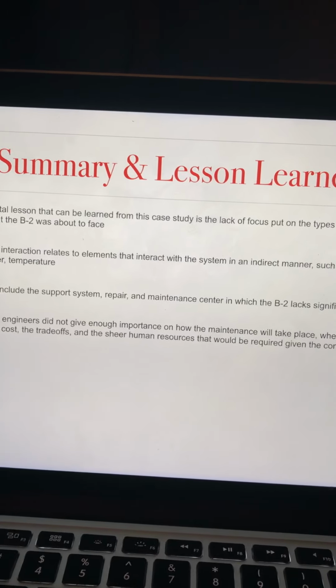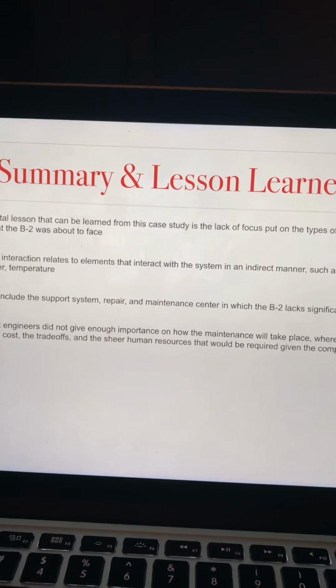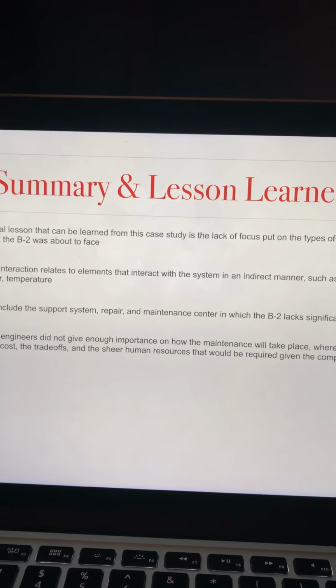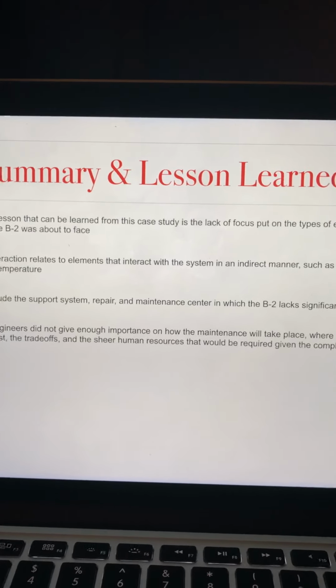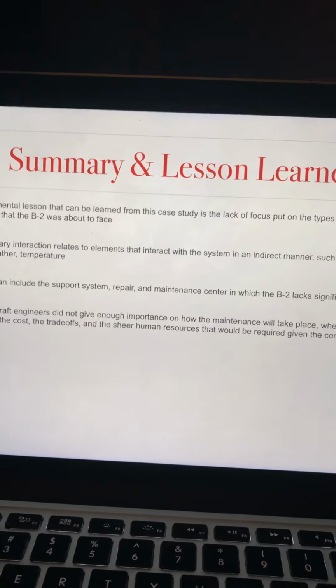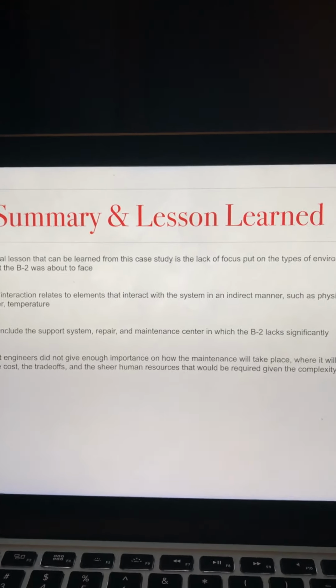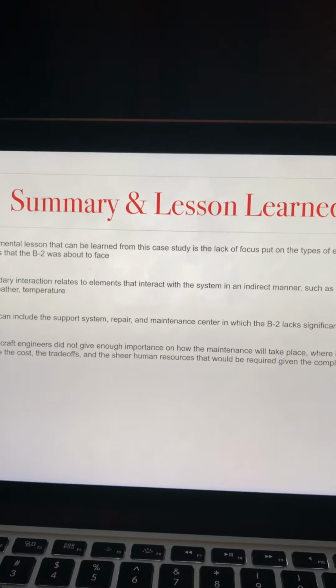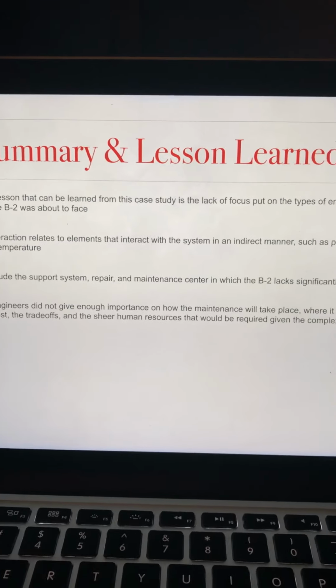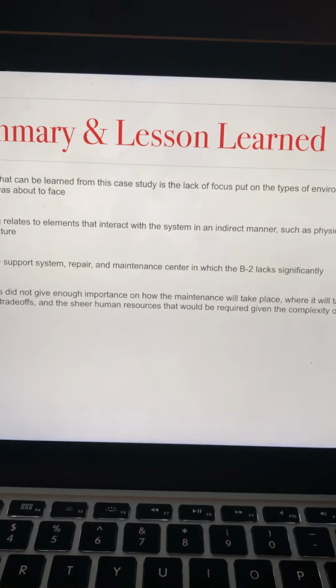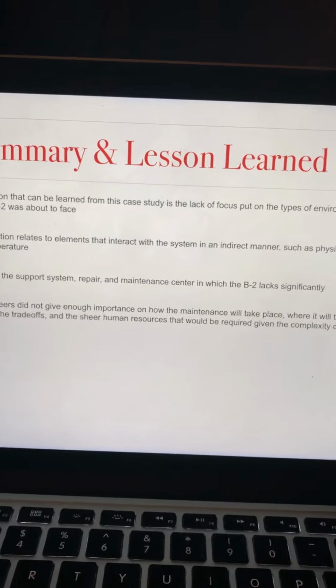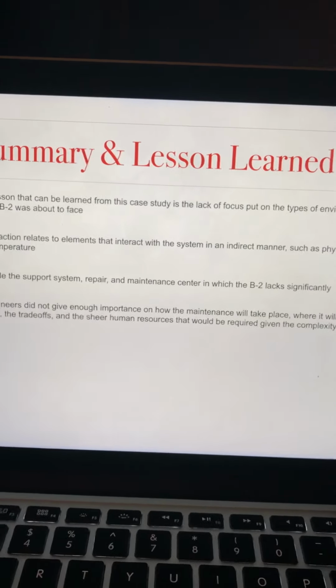In this case, the examples can include support systems, repair in a highly temperature controlled maintenance center, in which the B2 lacks significantly; they really didn't put much importance on secondary environmental interaction. So the B2 aircraft engineers did not give enough importance to how the maintenance will take place, where it will take place, what will be the cost, the trade-off, and the sheer human resources that will be required, given the complexity of the system.